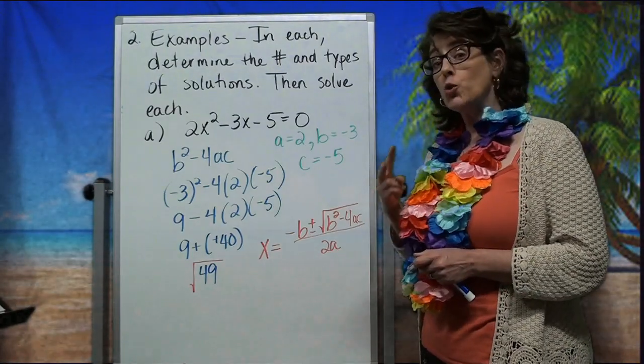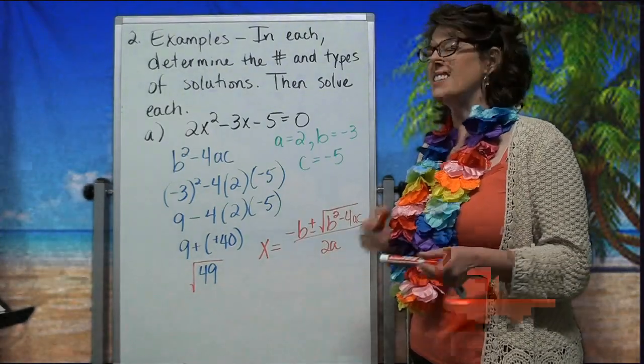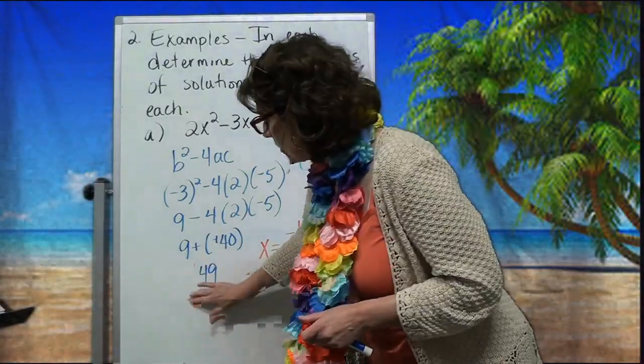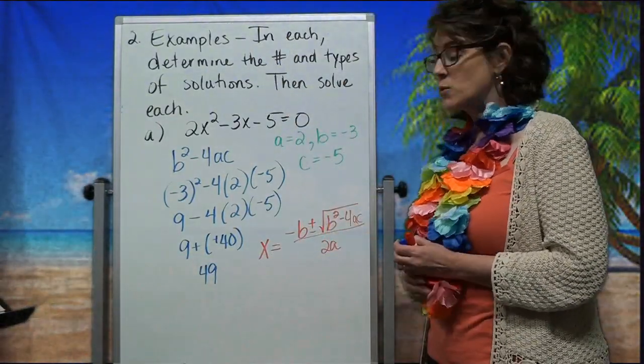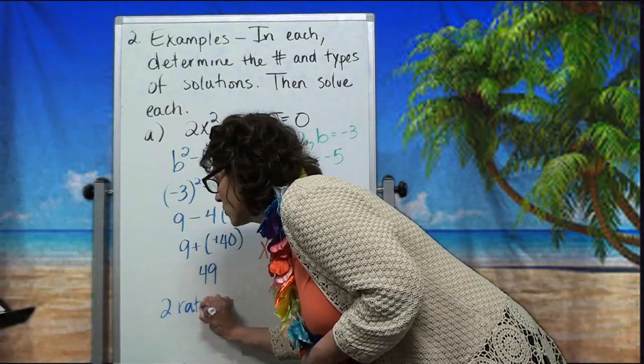So I'm going to get 2 rational roots because they're going to be able to be written as a fraction. In other words, it's not wild, crazy decimals. So this indicates to me, once I get that 49, thinking about that that's what goes underneath there, then that tells me I'm going to get 2 rational roots.